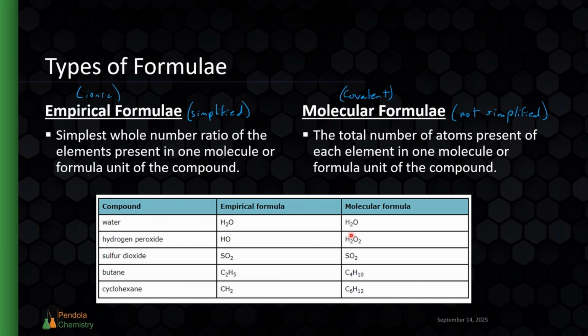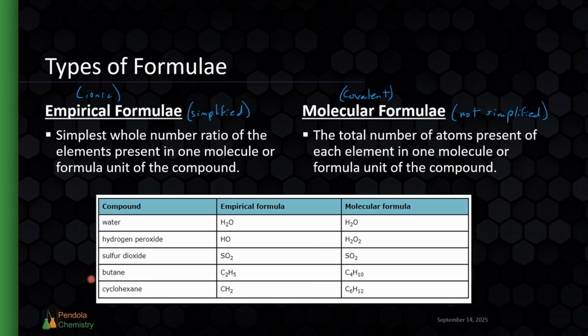This is important: we need to give the molecular formula for hydrogen peroxide. Why? The empirical formula HO could be multiple different compounds. It could be H2O2, H3O3, H4O4, so on and so forth. Now, with inorganic compounds like this, it doesn't usually matter. So you can see sulfur dioxide, also with a 1-to-2 ratio, can be simplified.